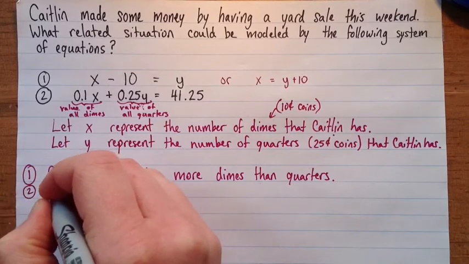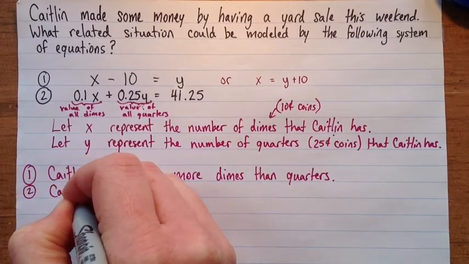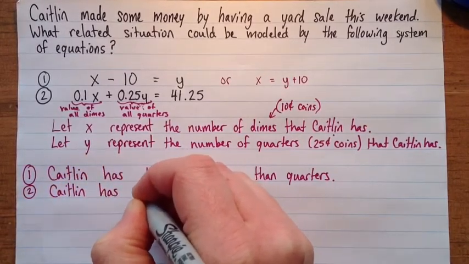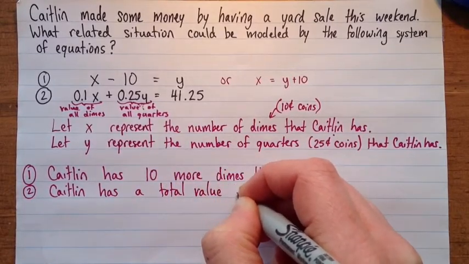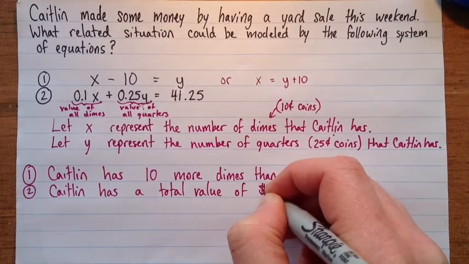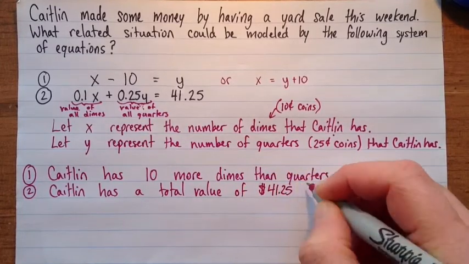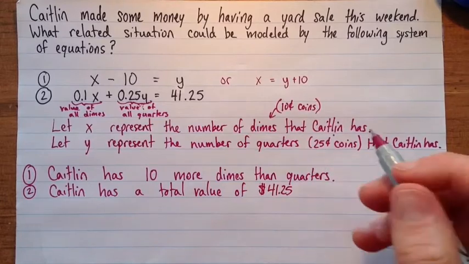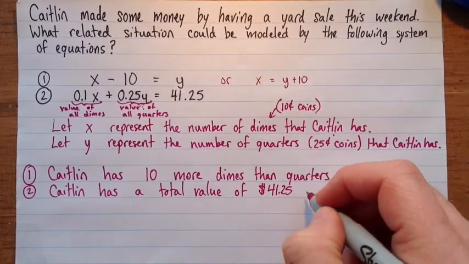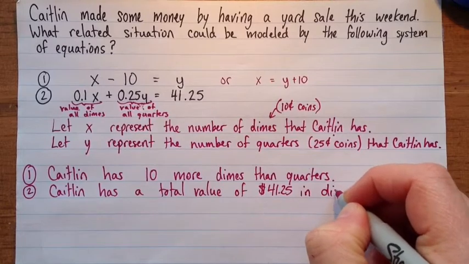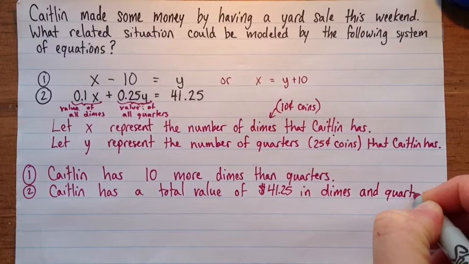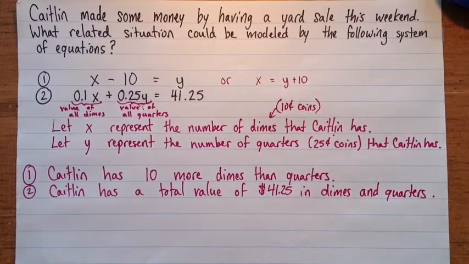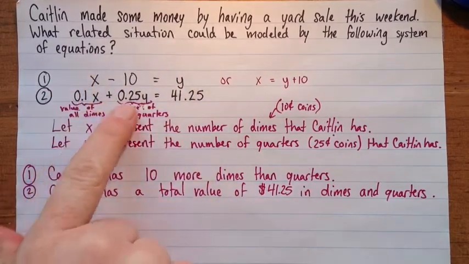So the second thing here is that Caitlin has a total value of 41.25, and I have to be careful to specify that's just her dimes and quarters. She might have a lot of loonies and toonies and bills and stuff besides the dimes and quarters. Okay, so that's the situation for these equations.